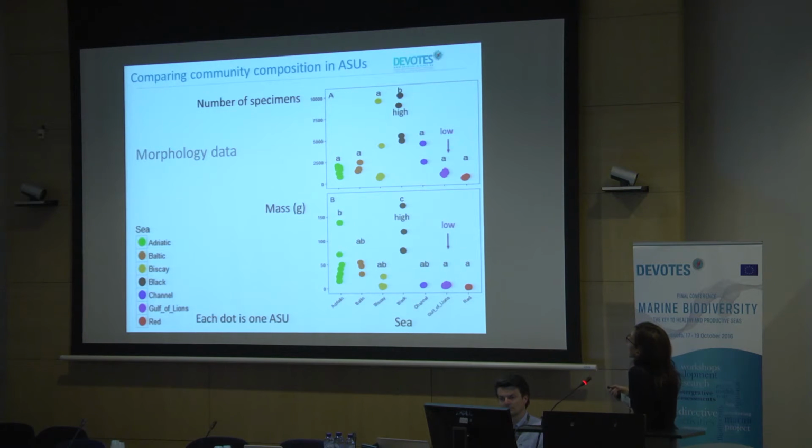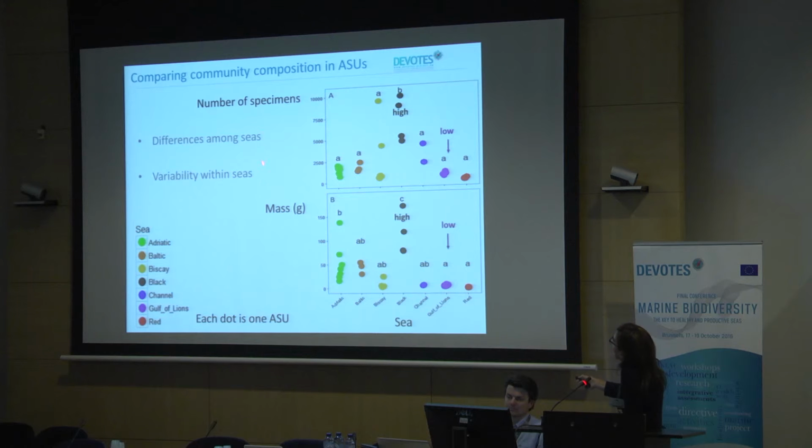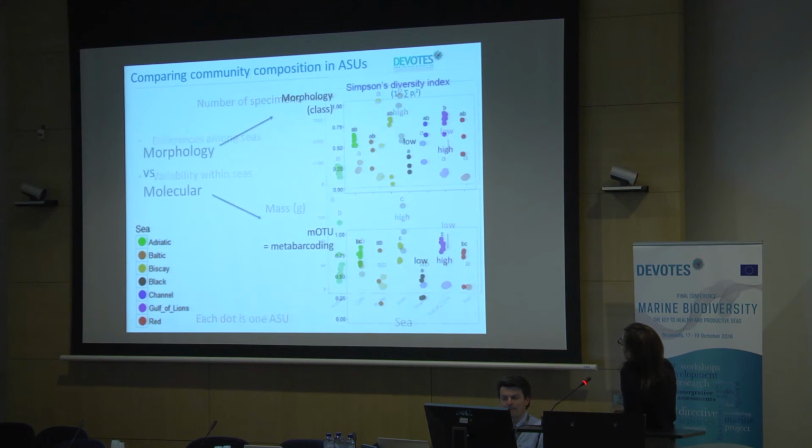So for the morphological data, I represent here the different seas horizontally. Each dot is one ASU, and I represented here the number of specimens and the mass. So for instance, the Red Sea and the Gulf of Lion have low specimen numbers and low biomass, and the Black Sea, by contrast, has the highest values for specimen numbers and for specimen biomass. You have significant differences among seas and also within seas. Then we compare molecular and morphological results in the next slide.